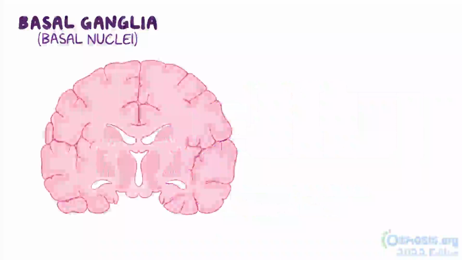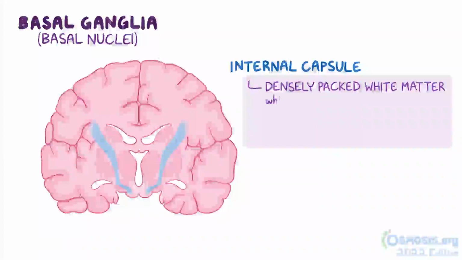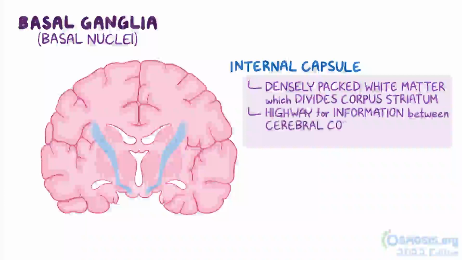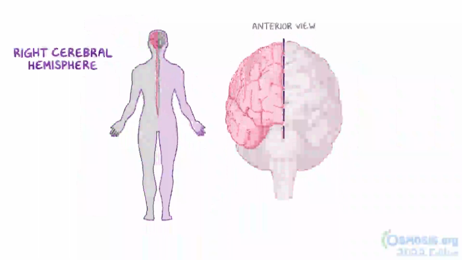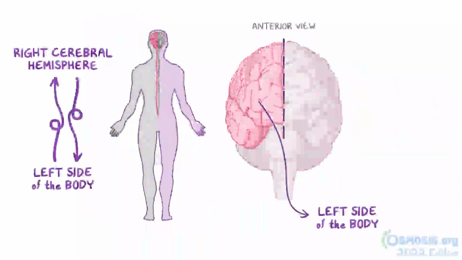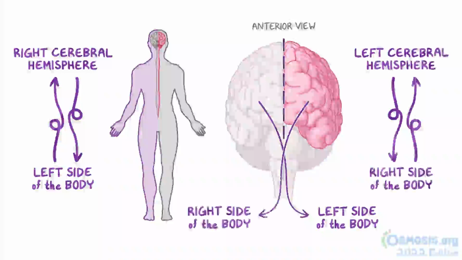Running in between these basal ganglia are more white matter afferent and efferent axon tracts, the most notable being the internal capsule. The internal capsule is a collection of densely packed white matter, or axons, which divides the corpus striatum and acts like a highway for information flow between the cerebral cortex and the brainstem and spinal cord. Generally, the right cerebral hemisphere sends and receives signals from the left side of the body, while the left hemisphere sends and receives signals from the right side of the body.